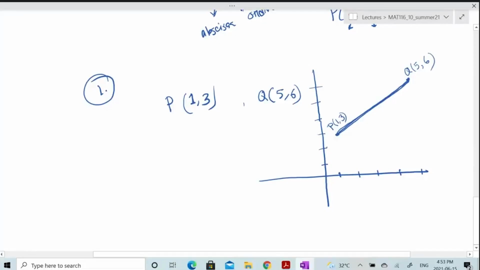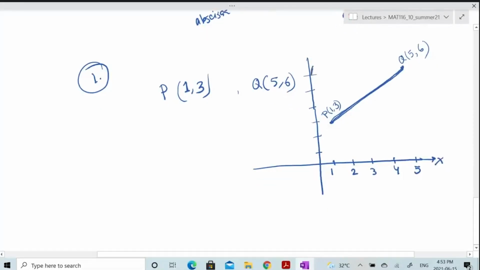Okay, let me write it down first. This is my x-axis, and this one is the y-axis. So 1, 2, 3, 4, 5, 6. We are supposed to find this distance. Now, how can you do it? Let's first draw a horizontal line. Your question could be, what is a horizontal line? A horizontal line is when you draw any line parallel to the ground or parallel to the x-axis.